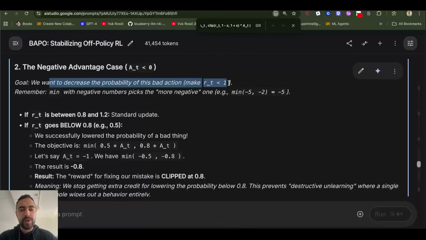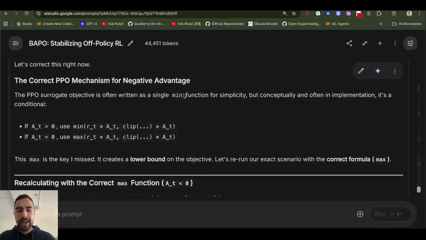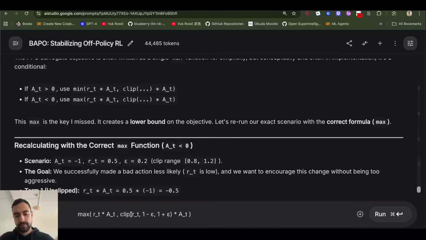And Gemini is kind of weird. Don't read this. And then there is a bit of an issue here. If the advantage is lower than 0, then we will use max, not min, in standard proximal policy optimization. In case of importance ratio being between 0.8 and 1.2, then it will not get clipped. So this term will be the same as this term, so it will just get calculated.